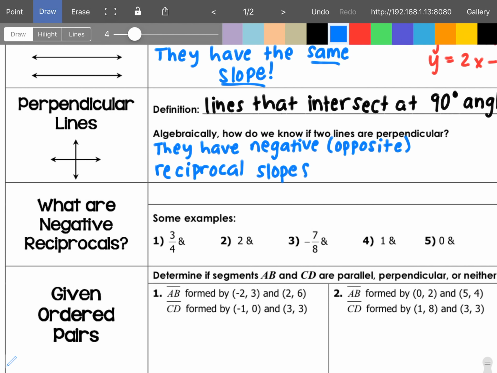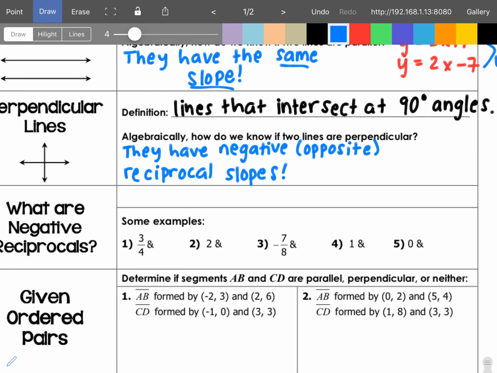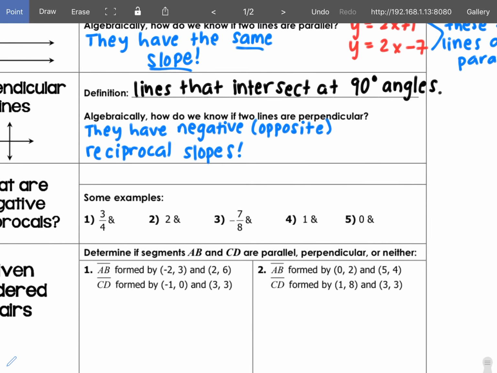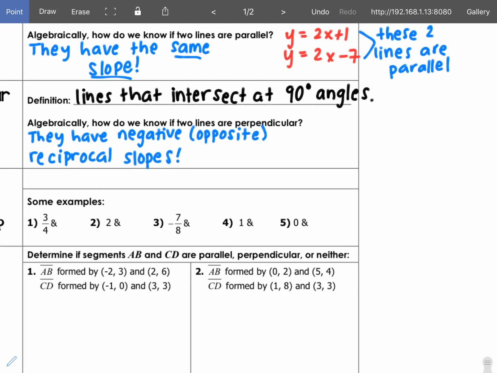Now, what the heck does that mean? Well, here they have opposite or negative reciprocal slopes. Down here it says, what are negative reciprocal slopes? We're going to talk about that down here, but let's look at an example really quick.